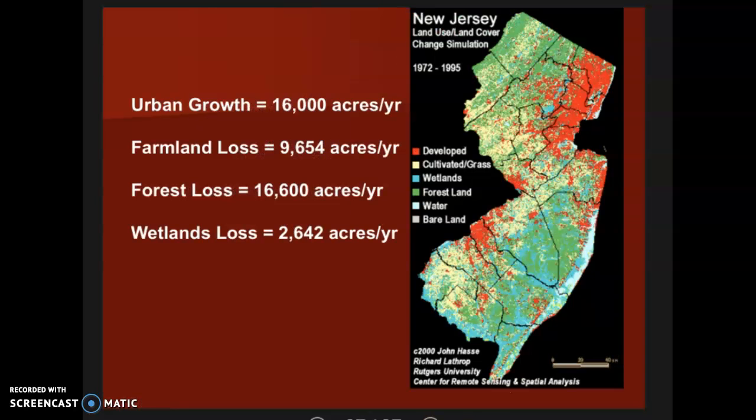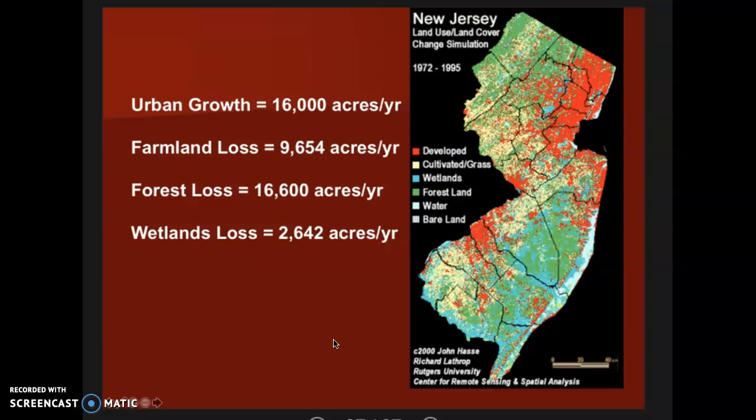Okay, here's a map that I love. This map was created actually by a friend of mine, John Hasse, and our professor, Dr. Lathrop, at the Center for Remote Sensing and Spatial Analysis at Rutgers. CRSSA is the nickname. It's a great place. I think I provided you that website. Lots of great remote sensing resources at their website. But this was created looking at land use, land cover from 1972 to 1995 and creating a GIF that shows the progressive changes to New Jersey.